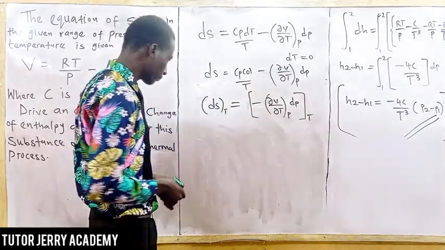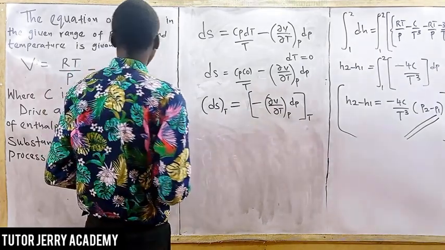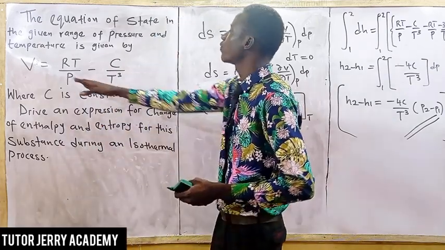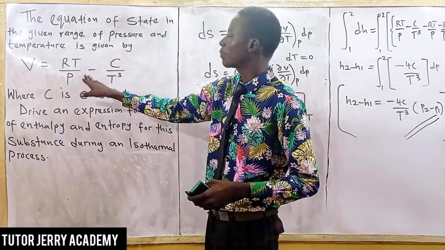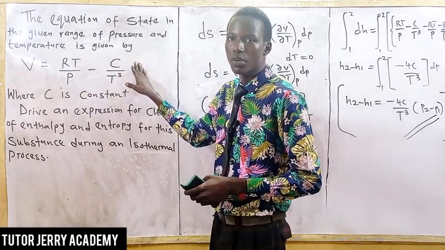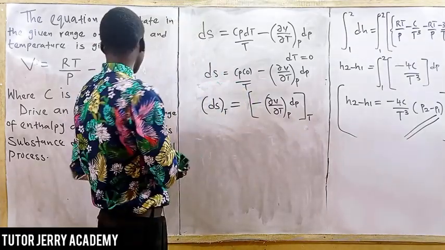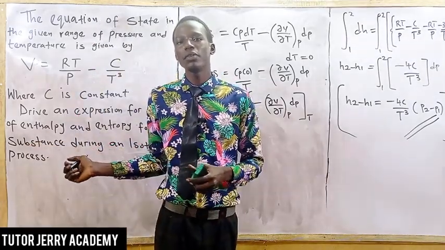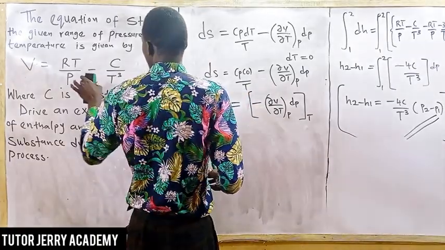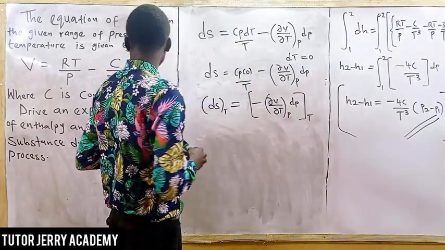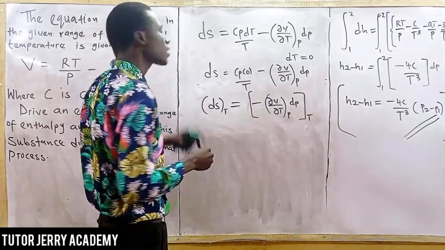Next, we have proven that V is equal to RT over P minus C over T cubed. Similar to what we did when deriving an expression for enthalpy, we differentiate this equation of state. So again here, we are going to differentiate this equation of state with respect to T.